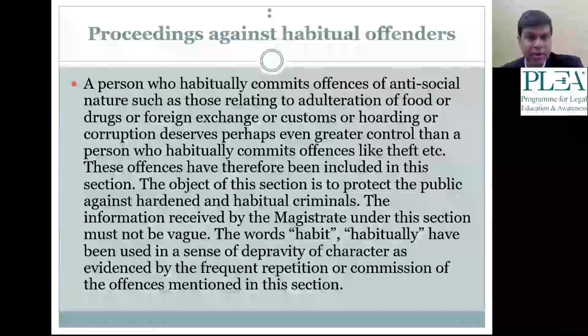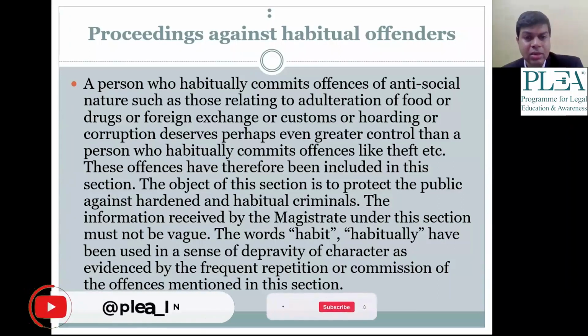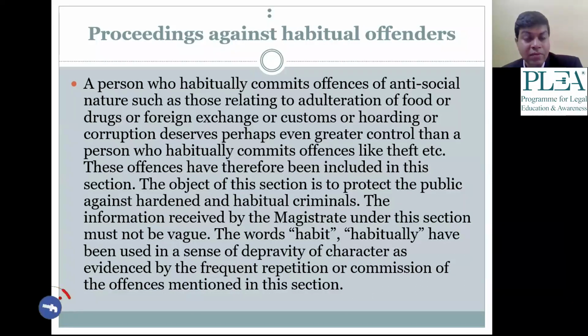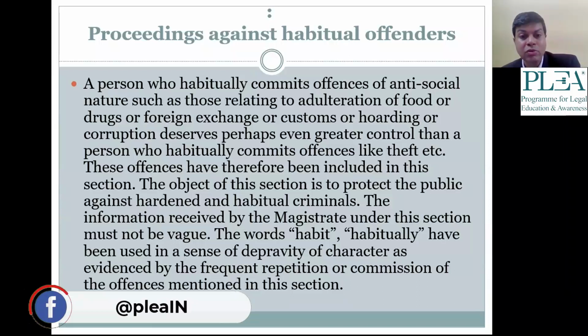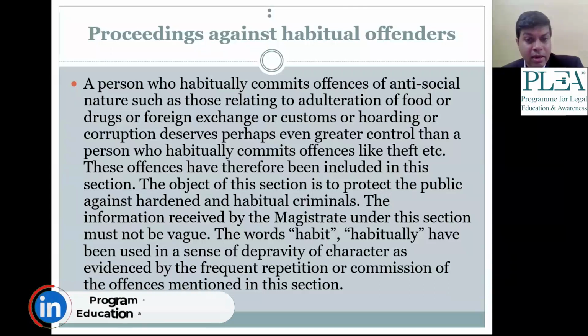Proceedings against habitual offenders. A person who habitually commits offenses of antisocial nature, such as those relating to the adulteration of food or drugs, foreign exchange, customs, hoardings or corruption, then these are the persons who are habitual in nature. The object of this section is to protect the public against habitual criminals. The words habit and habitually have been used in a sense of depraved character as evidenced by the frequent repetition or commission of the offense mentioned in this section.